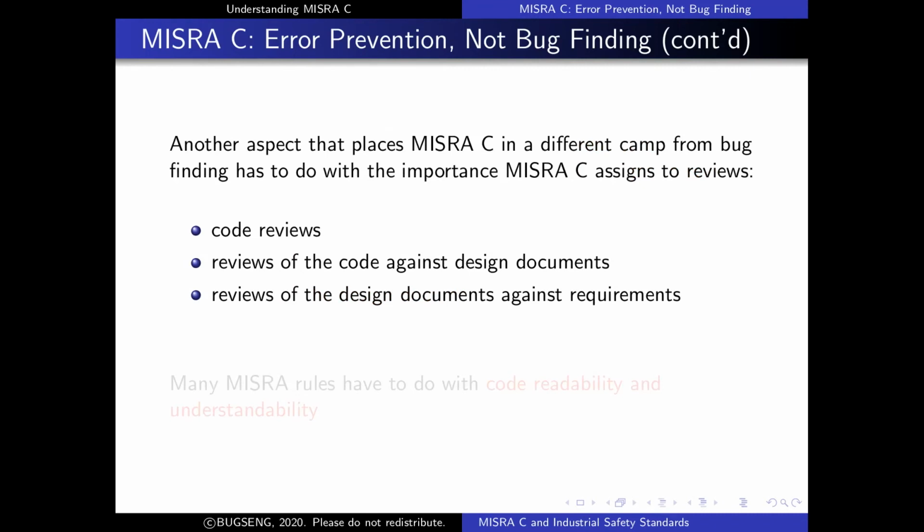So the final difference between MISRA C and bug finding is the importance that MISRA C assigns to reviews of all kinds: code reviews, reviews of the code against the design document, reviews of the design documents against requirements. So many MISRA rules have to do with code readability and understandability for this reason. This is not the mindset of the audience who look at bug finders. So this kind of audience has a different philosophy: you program as you want, and the bug finders will find some bugs.